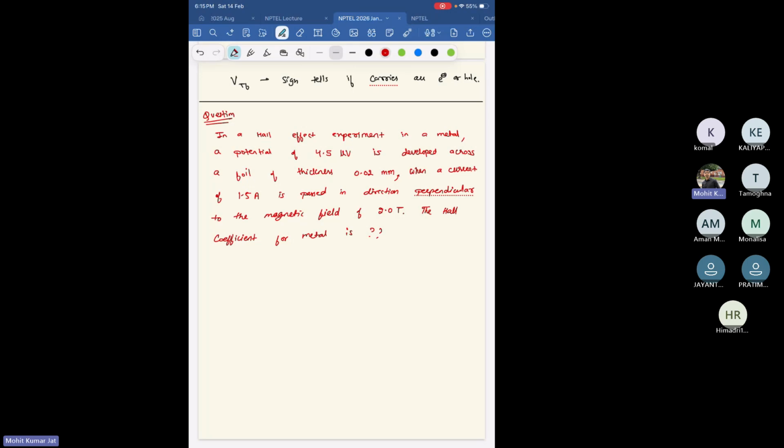Hall coefficient, if you follow the class notes, is denoted by RH, and is nothing but EY by JXB. EY is the electric field in the Y direction, Jx is the current density in the X direction, B is the magnetic field.